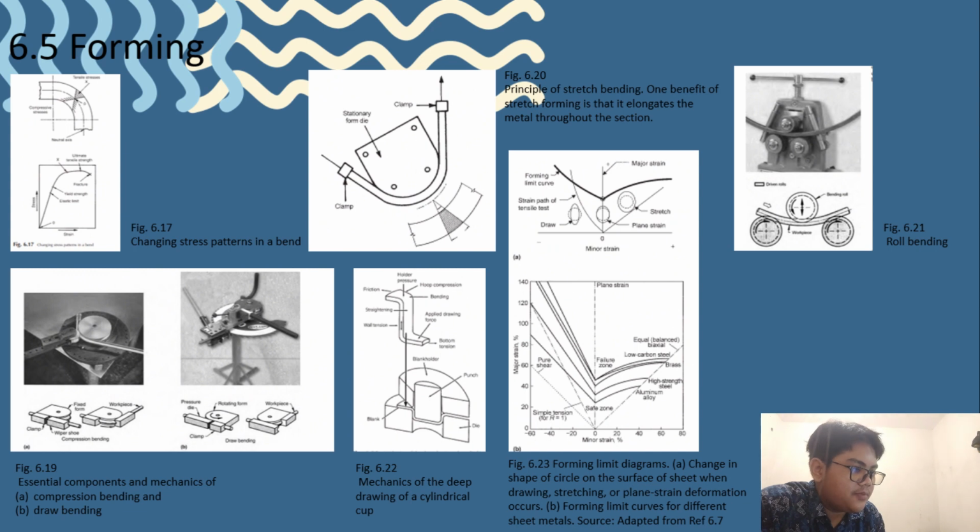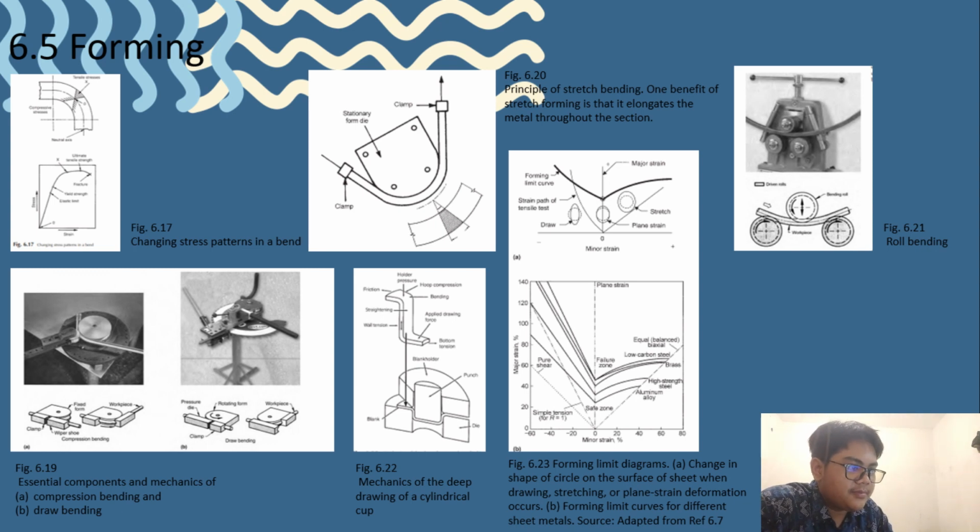In figure 6.20, we can see a principle of stretch bending. One benefit of stretch forming is that it elongates the metal throughout the section. As you can see, there is a cam, a stationary form D, and the clamp.